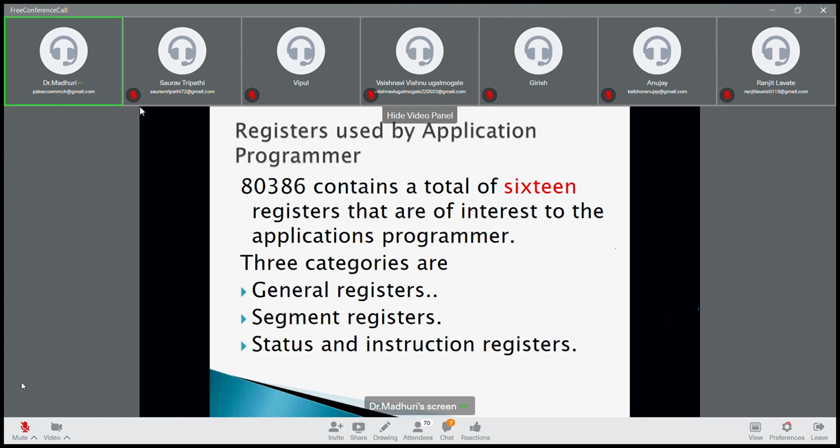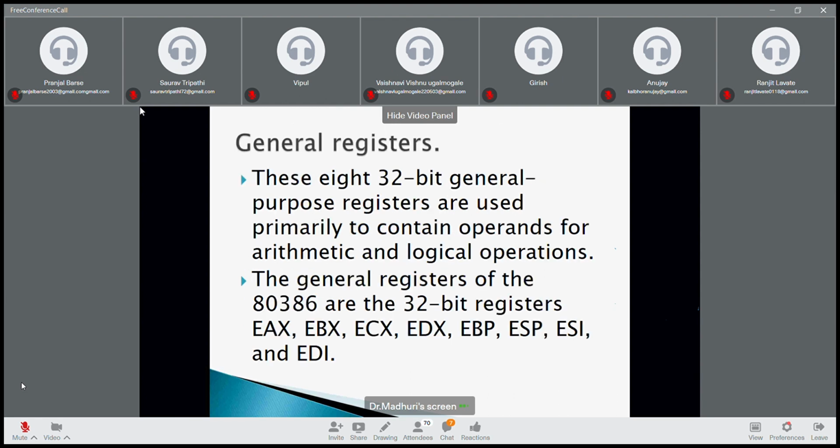Now general purpose registers. There are 32-bit general purpose registers, which are used primarily to contain the operands for arithmetic and logical operations. Very primary registers, that is AX, BX, CX, DX, then the base pointer, stack pointer, source index. So which are the general purpose registers? EAX, EBX, ECX. E for what?